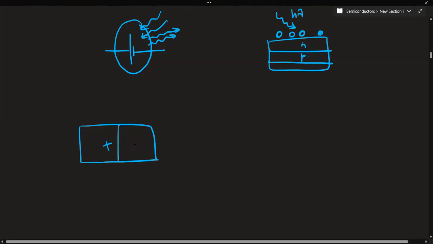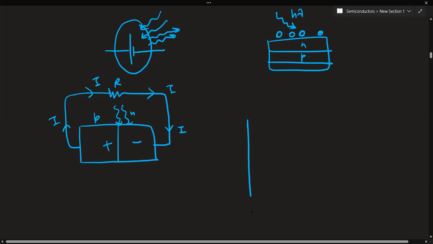Or you can represent it in this way also. If this is the P type, this is the N type. These are connected to a resistor. Current I is flowing. So it will be receiving light energy and it will be generating current, so electricity will move on. This is how it works.